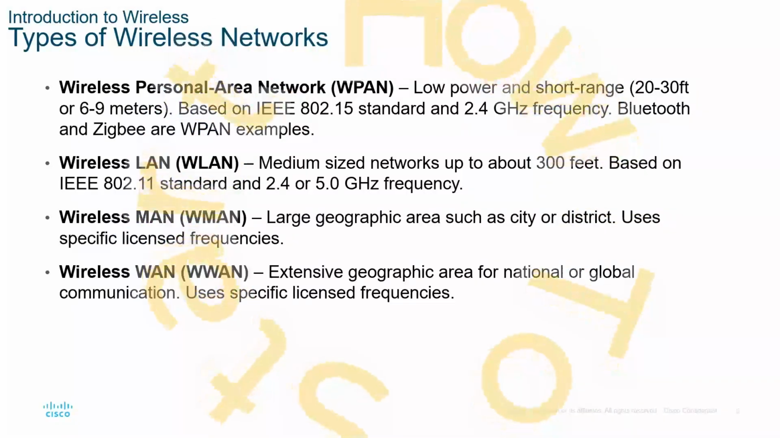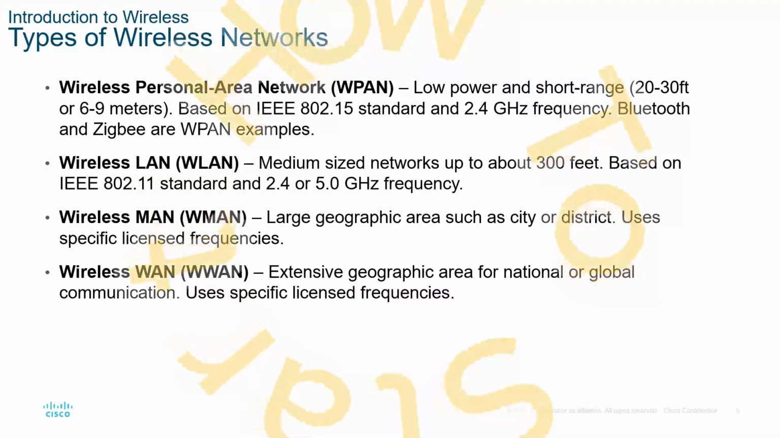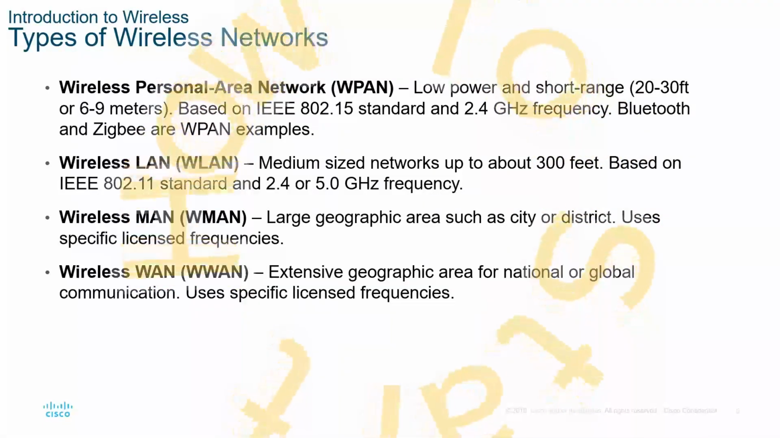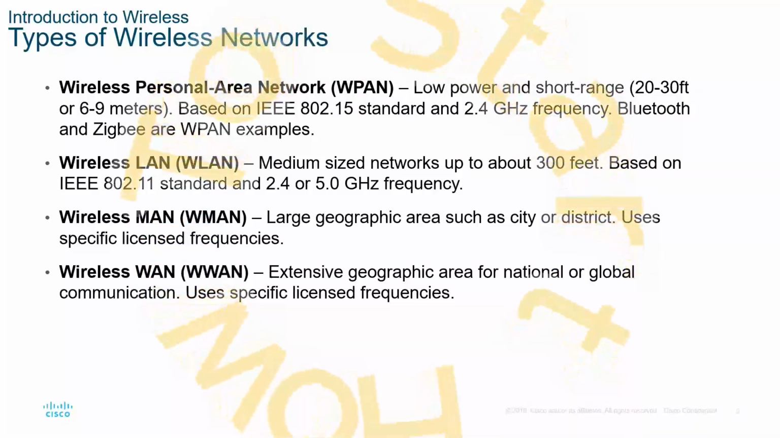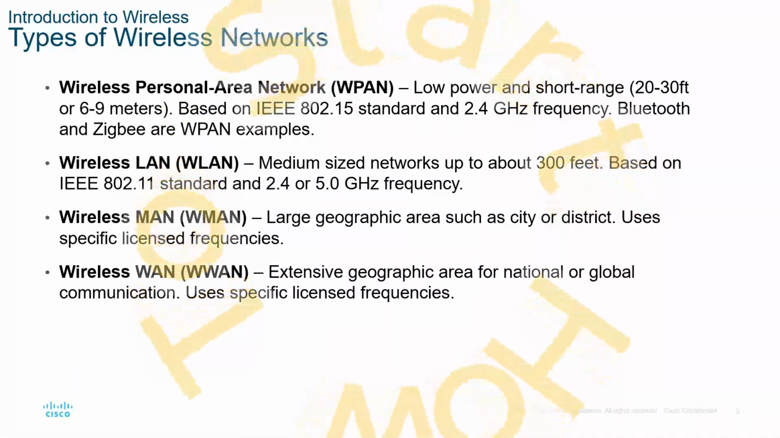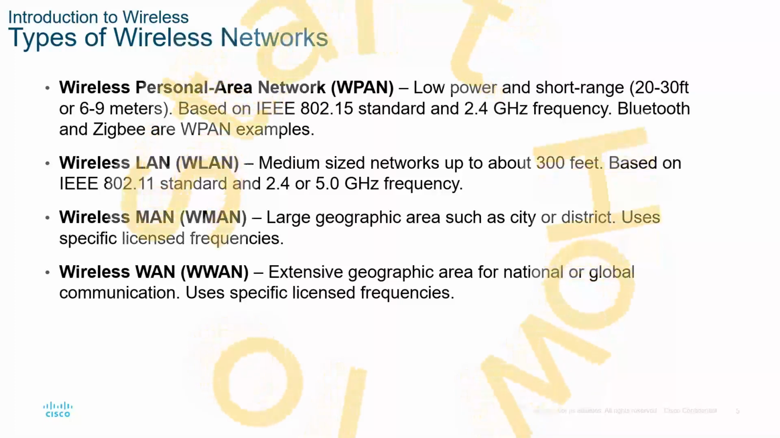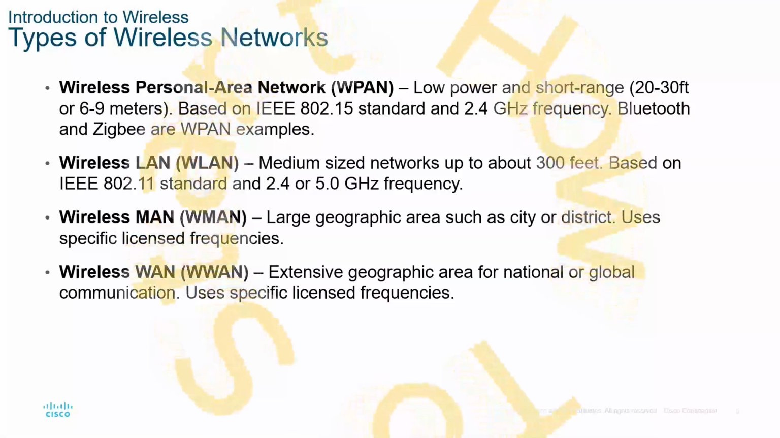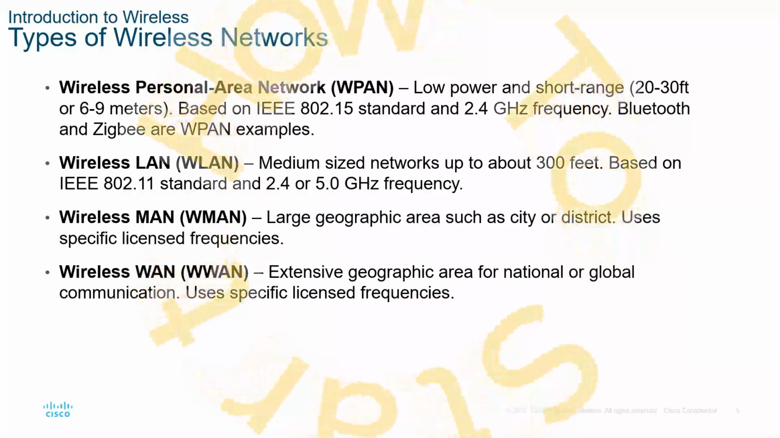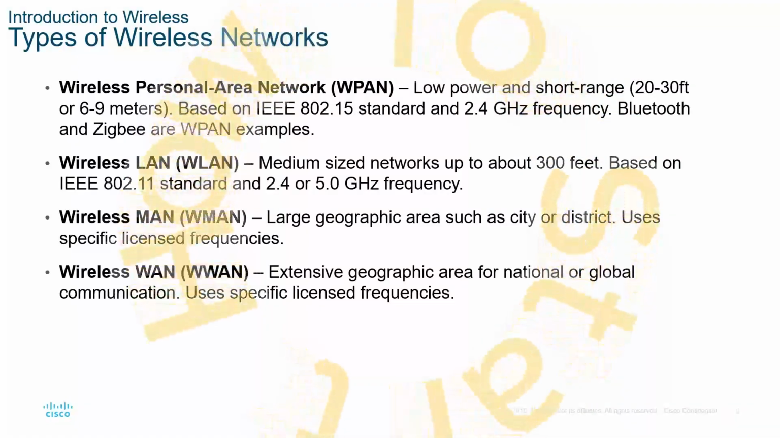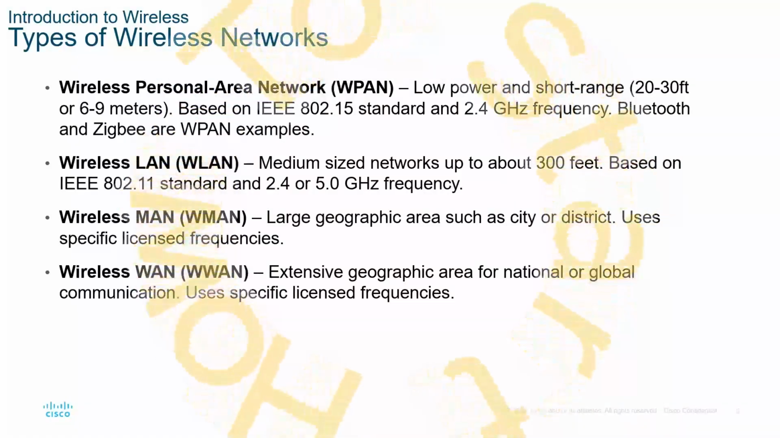We have WPANs, or wireless personal area networks. These are short range, normally within 10-20 feet, and it's based on the IEEE 802.15 standard, Bluetooth, and it also can use the 2.4 gigahertz frequencies. And again, that's going to be like Bluetooth or Zigbee. Those are some of the more common examples.